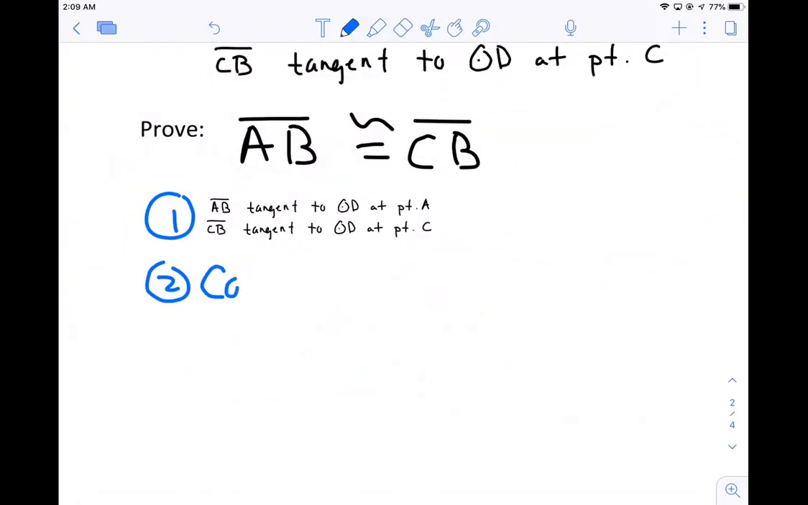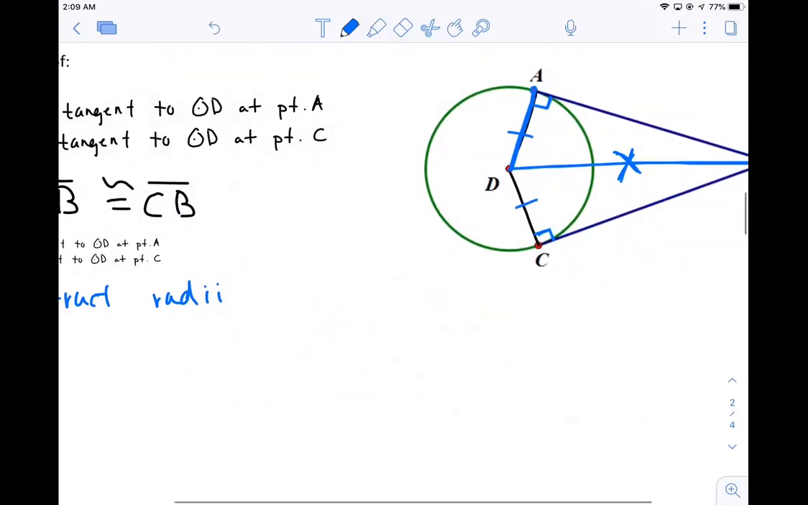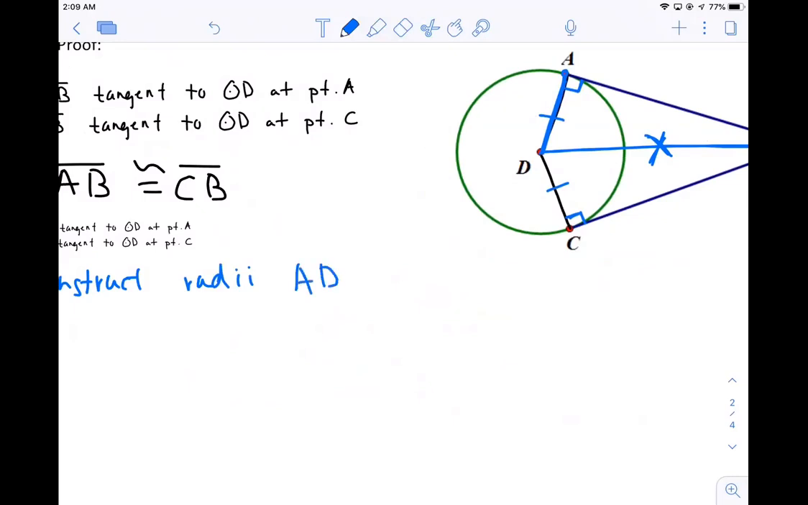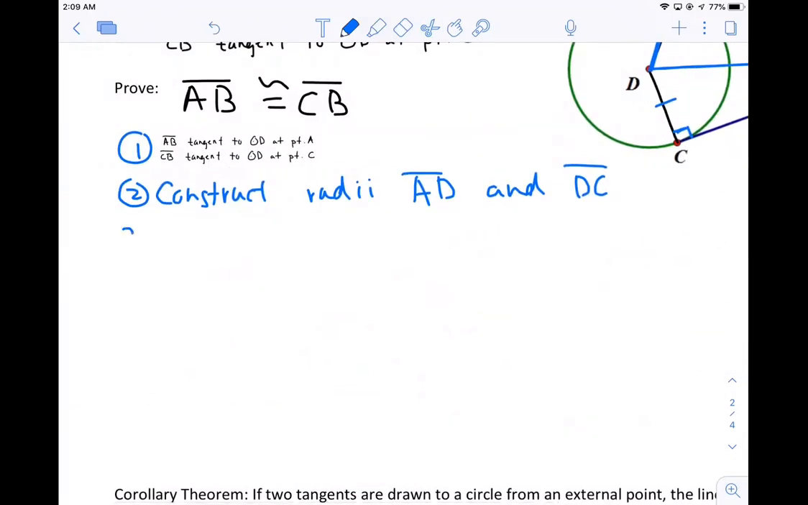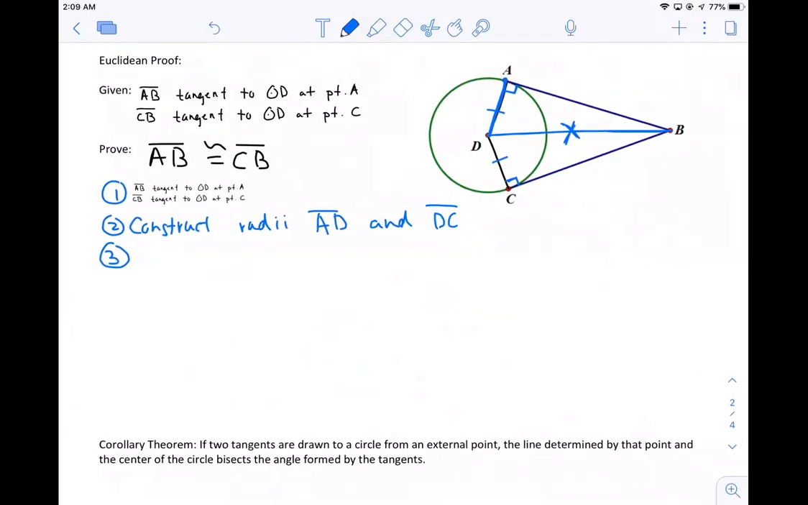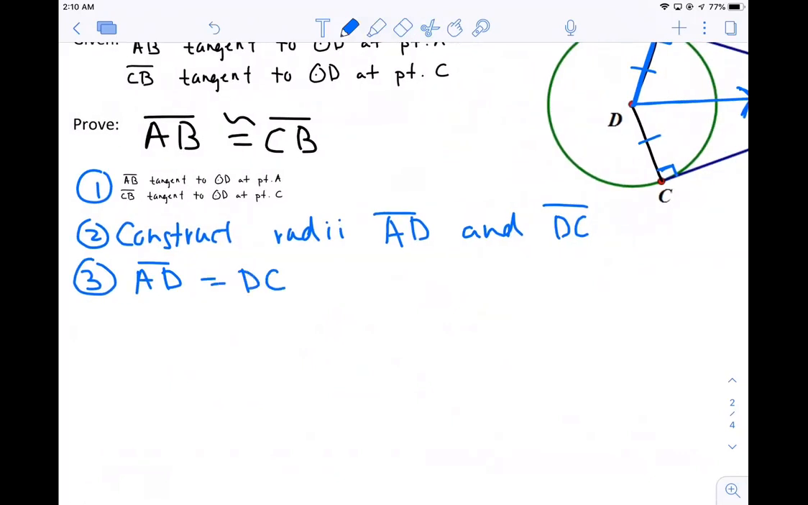So construct radii AD and DC. Right, reason is between only 2 points, only one segment can be drawn. All right, step three. What do you want to make step three? I guess I'll make the radii congruent first. AD is congruent to DC.